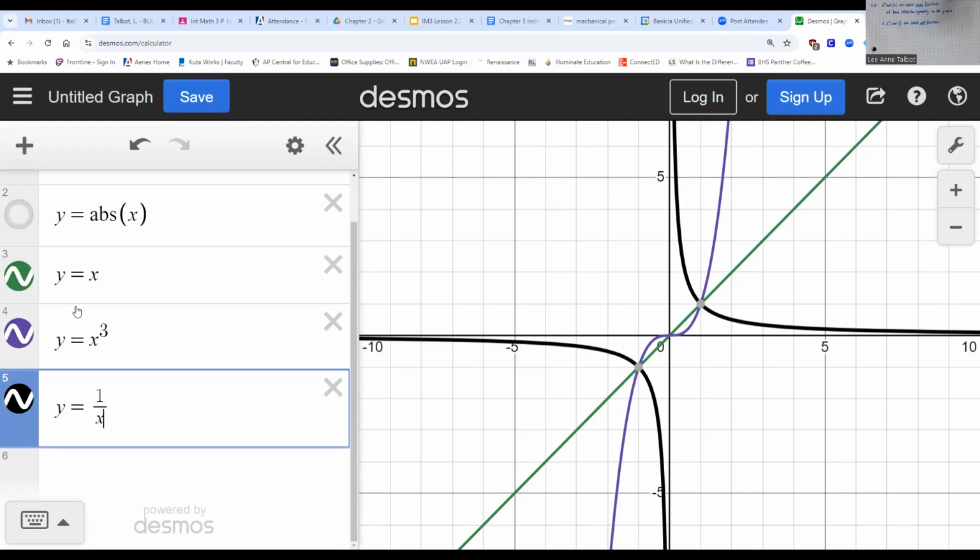These 3 all have 180-degree rotation symmetry about the origin, which means that if I took my computer monitor and flipped it upside down, it would be exactly the same graph. Exactly the same, and through the origin. All odd functions have 180-degree rotation symmetry about the origin.